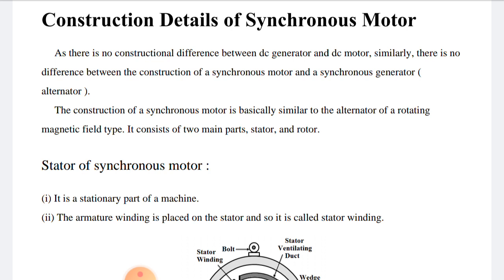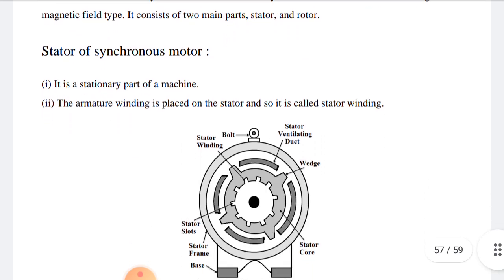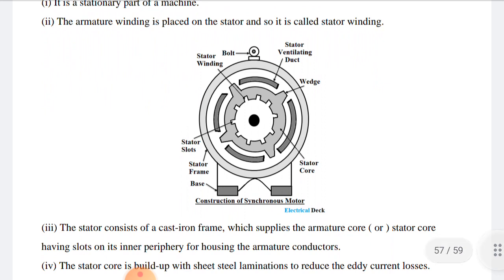Construction of synchronous motor. It mainly consists of two parts. One is the stator of the synchronous motor. It is the stationary part of the machine. The armature winding is placed on the stator and it is also called stator winding. This is the diagram of construction of a synchronous motor.